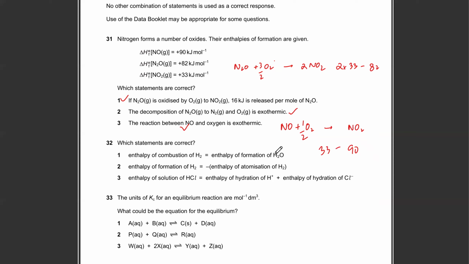So which statement is correct? Enthalpy of combustion of H2 equals enthalpy of formation of H2O. Yeah, that's correct. Enthalpy of formation of H2 is minus enthalpy of atomization of H2. That's not correct, but this is no longer in your syllabus as well. You can't form an element from itself, so this is 0, right? Because you don't have to do anything. If you want to form something from its elements, it's already an element, so you don't do anything. So this one is 0.